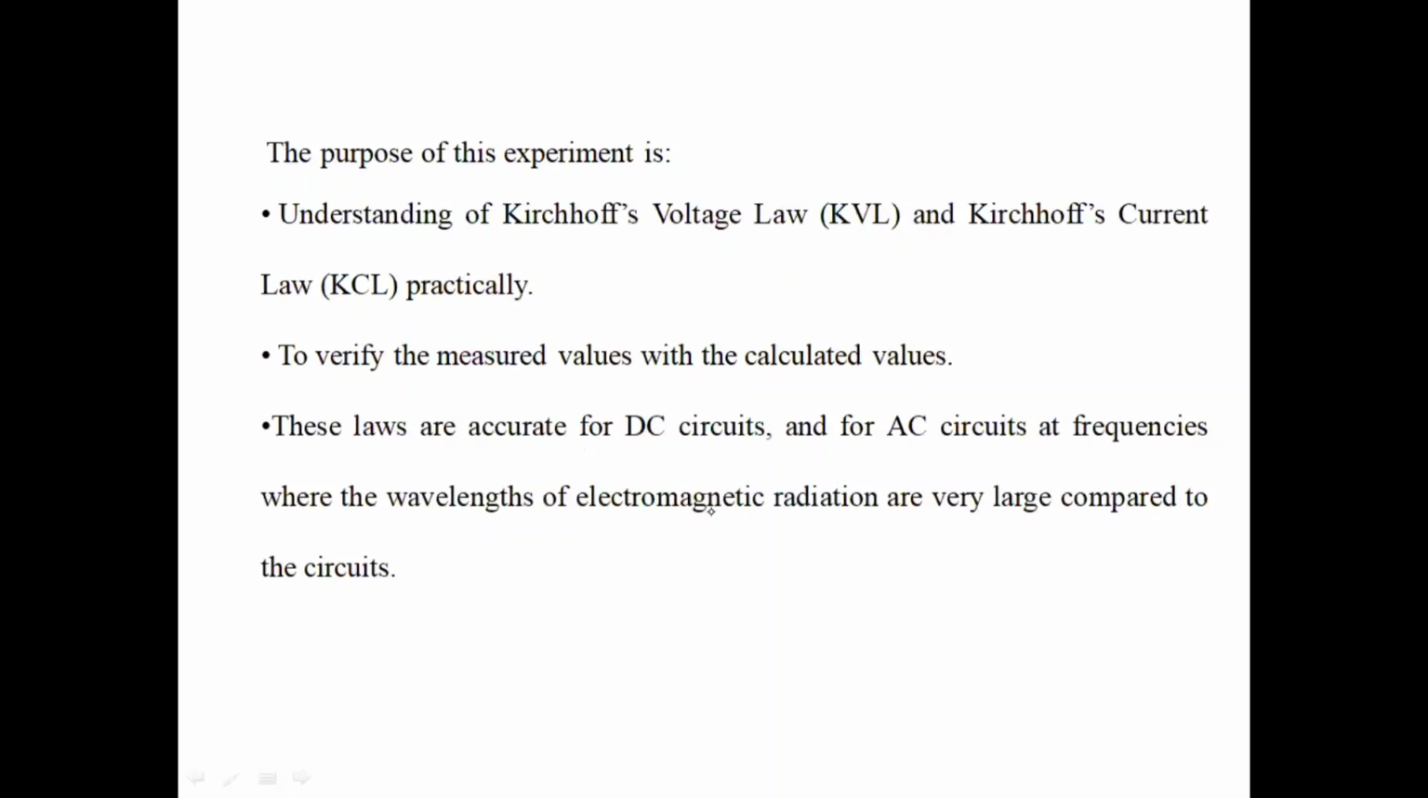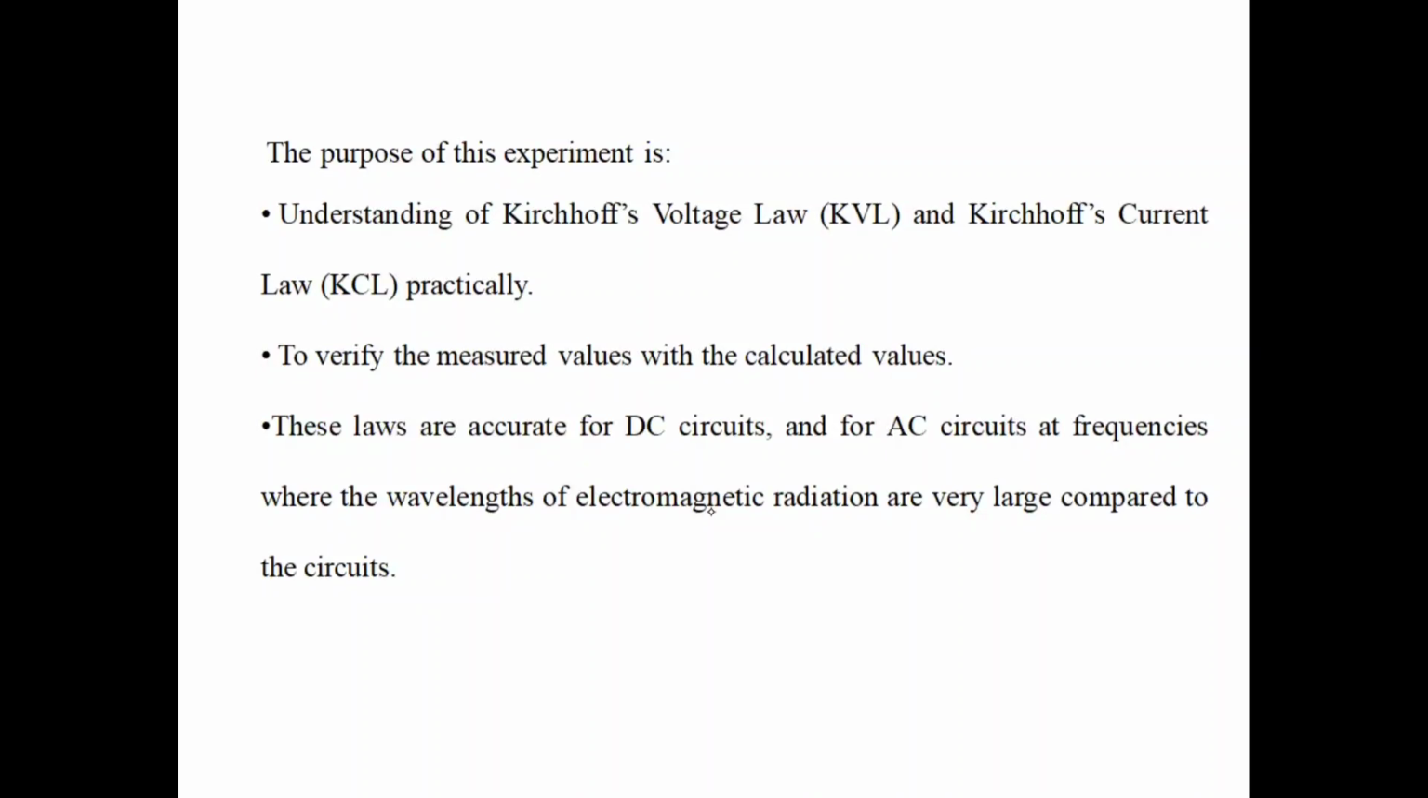The main purpose of this experiment is to understand Kirchhoff's laws, that is Kirchhoff's voltage law and Kirchhoff's current law, practically by conducting the experiment, and to verify the measured values with the theoretical values. This law is basically accurate for DC circuits. That is why we will be conducting the experiment for DC circuits.